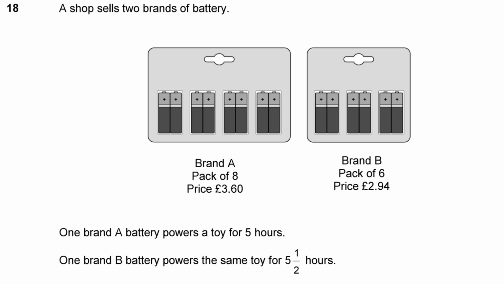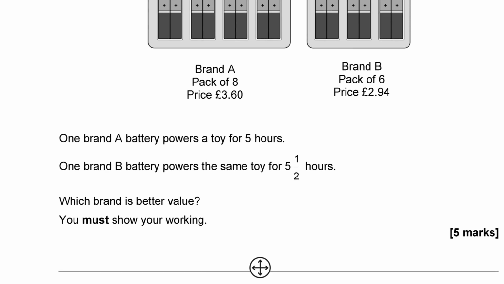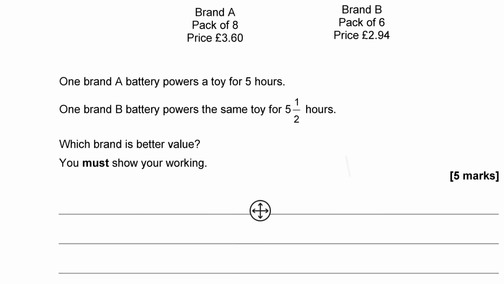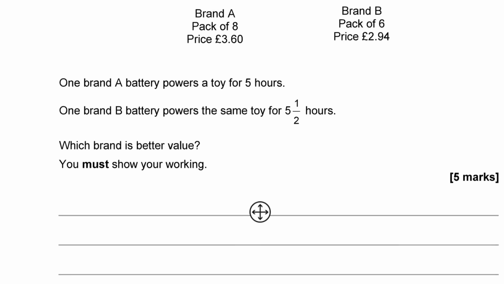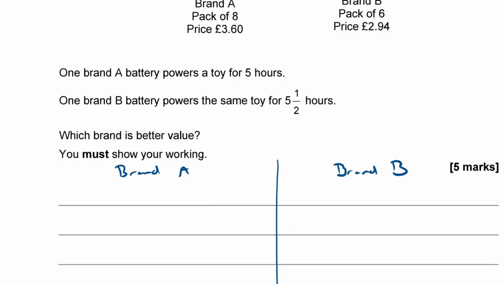Okay. Right, so that's quite a tough question. Got lots of things to work out here. Let's start with brand A. Let's divide this in 2 because we're going to do a similar calculation for both, aren't we? So I'm going to divide up my page into 2, and then this can be my brand A side and this can be my brand B side.